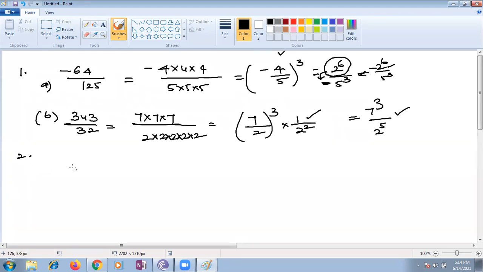Second one, you check, children. The second one is a very simple one. While you're writing the questions and applying the laws of exponents, you have to write which law you are using. Minus 7 by 8 whole to the power.